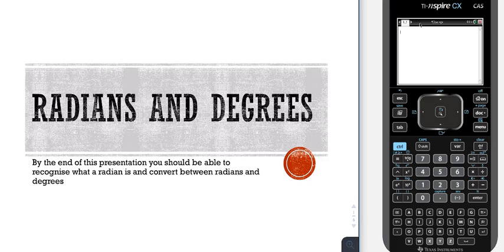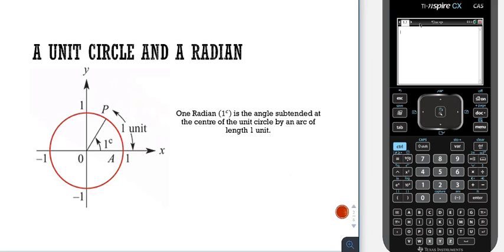For higher level maths, we no longer use degrees as much, and instead we change to something called radians. So the aim of this presentation is that you should be able to recognize what a radian is, and hence be able to convert between radians and degrees.